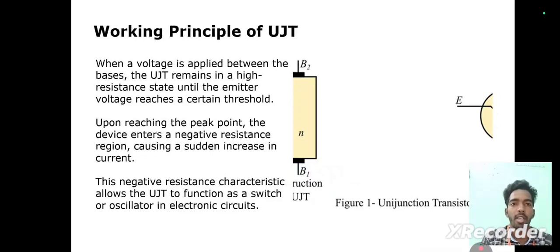Working principle of UJT. When a voltage is applied between the bases, the UJT remains in a high resistance state until the emitter voltage reaches a certain threshold. Upon reaching the peak point, the device enters a negative resistance region, causing a sudden increase in current. This negative resistance characteristic allows the UJT to function as a switch or oscillator in electronic circuits. Here is the diagram also, unijunction transistor with B1 and B2 and E in between.